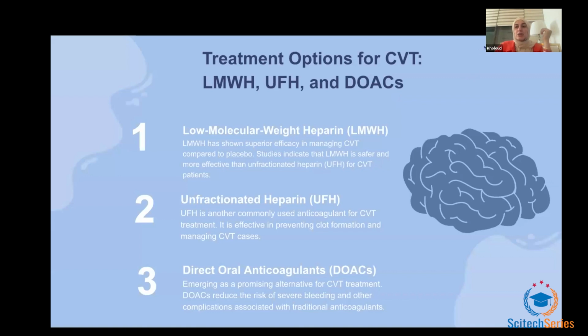Yeah, and then treatment options. We have low molecular weight heparins. Right now they're the number one option in managing, and they're shown in research to be more efficient than placebo and to be safer than unfractionated heparin as well. Unfractionated heparin is used in preventing clot formation and managing CVT cases as well. And then recently in literature, they've been describing direct oral anticoagulants to reduce the risk of severe bleeding and other complications.